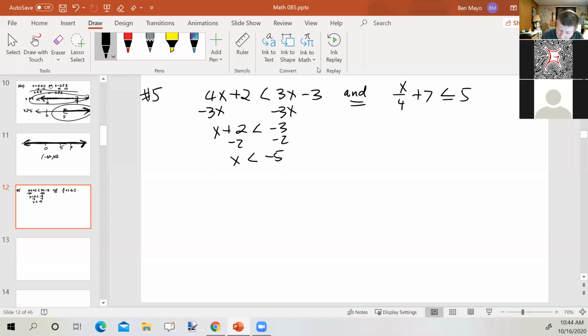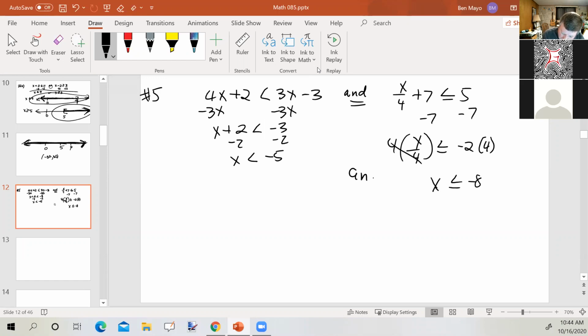On the right side, I'm going to solve for x on the left. I'm going to subtract 7 from both sides. x over 4 less than or equal to negative 2. Then I'll multiply both sides by 4. x less than or equal to negative 8. So basically what I'm dealing with is that x is less than negative 5 and x is less than negative 8.